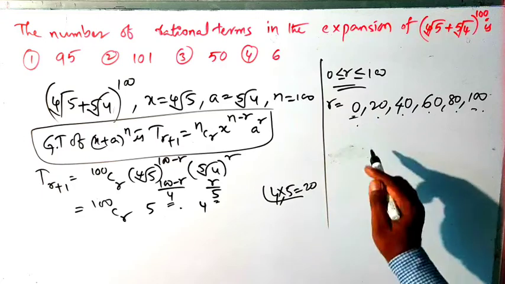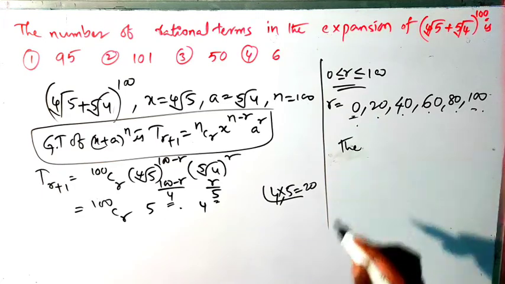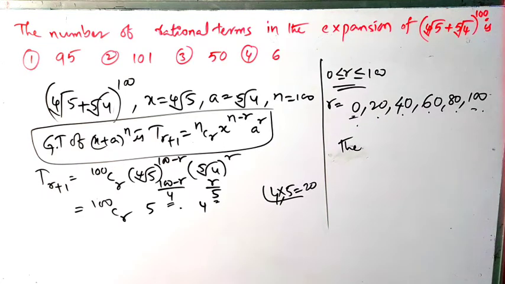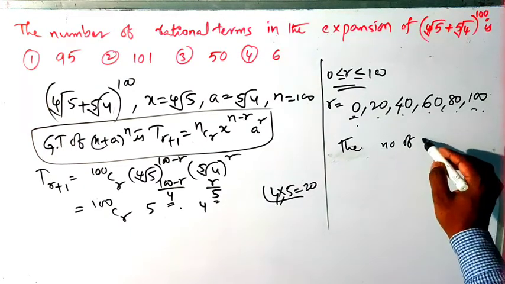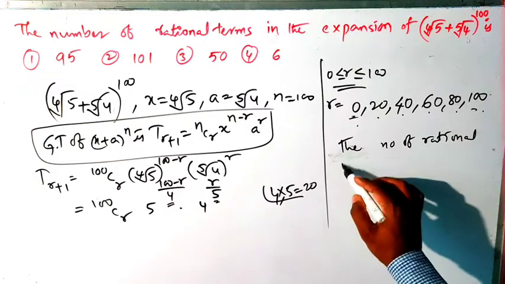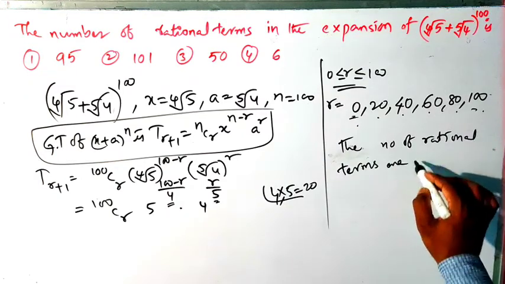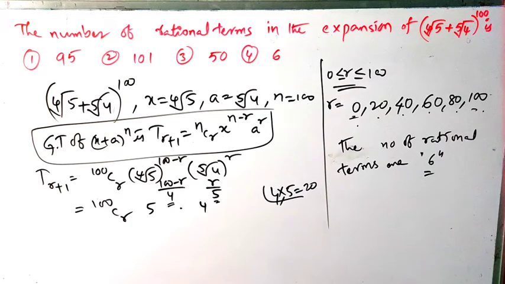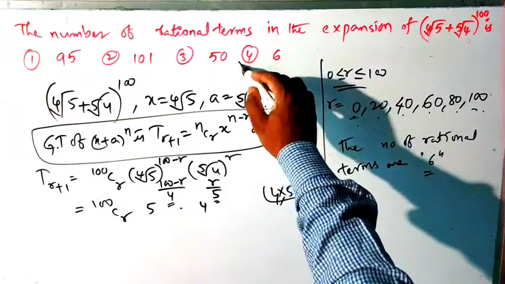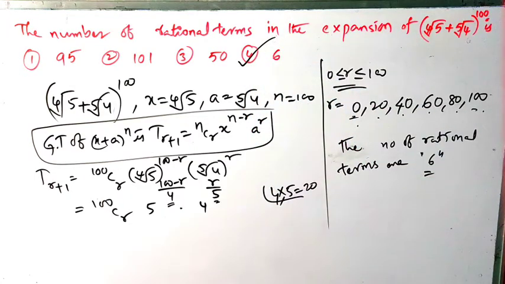The number of r values we are taking here gives rational terms. So the number of rational terms is 6. Clear, right? Next, the fourth option is the right answer. The number of rational terms is nothing but 6, so we got the fourth option as the right answer.